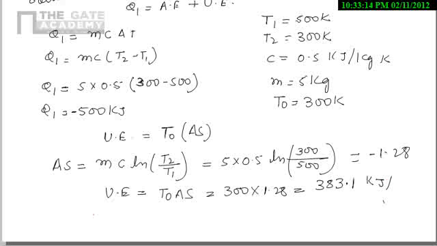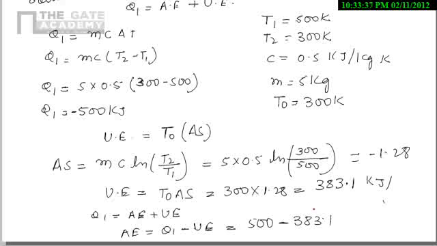So now we know Q1 equals AE plus UE. So for AE, I can write Q1 minus UE, the unavailable energy. Q1, in that equation we have to consider only the magnitude, that is 500, minus 383.1. So it will come around 116.9. So the correct answer will be 116.9 kilojoule. So in this way we can easily calculate the available energy.